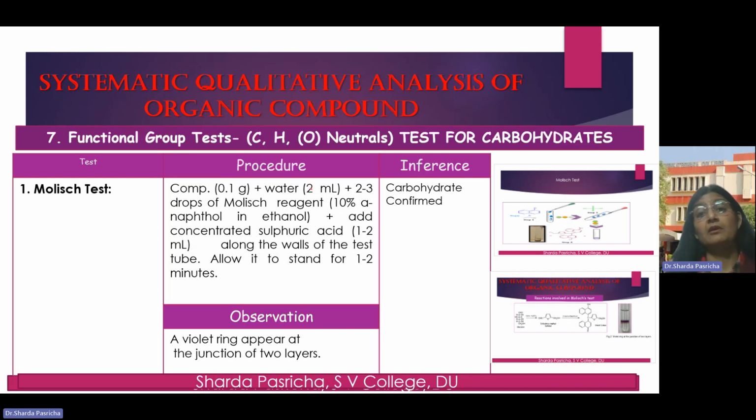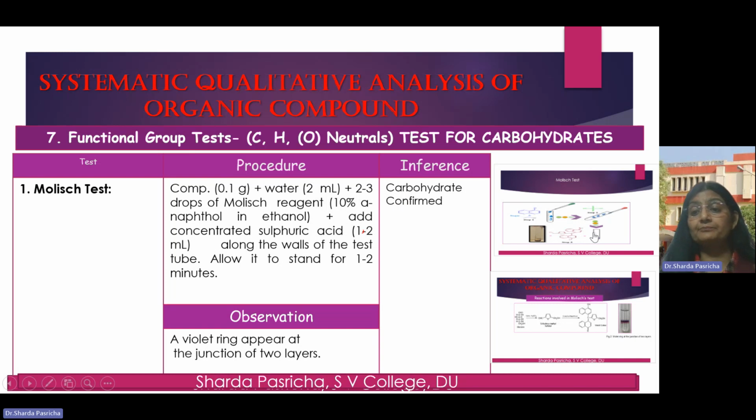of the organic compound. To that, you will add 2 to 3 drops of Molish reagent, which is a solution of alpha naphthol in ethanol. And then you will add along the side of the test tube concentrated sulfuric acid, 1 to 2 ml. Allow the content to stand. What you will observe is a violet colored ring at the junction of the two layers. If you observe this, then you conclude that your compound is a carbohydrate.